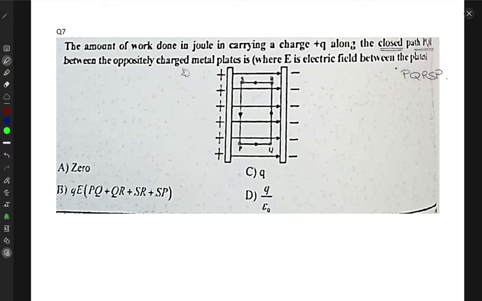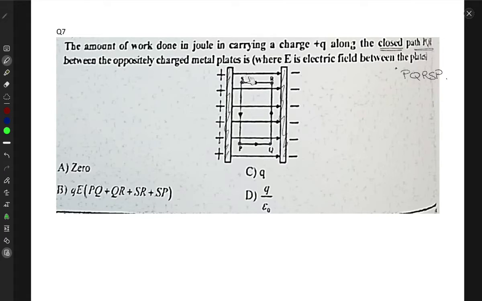Alright, so between the oppositely charged metal plates, clearly we can see that this is positively charged and this is negatively charged, and the electric field between the plates is just some E. So they're asking you the work done if you have a charge and you take it from this point and take it to Q, R, S and P. Now this path is closed, right?